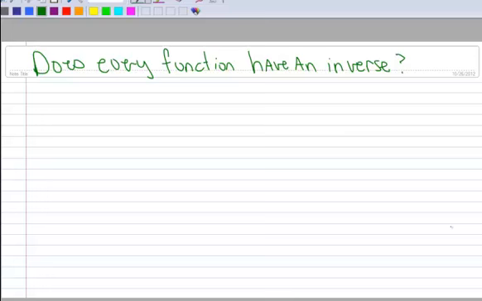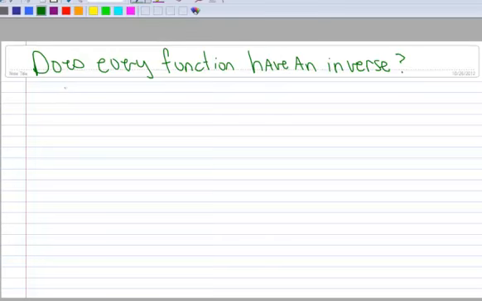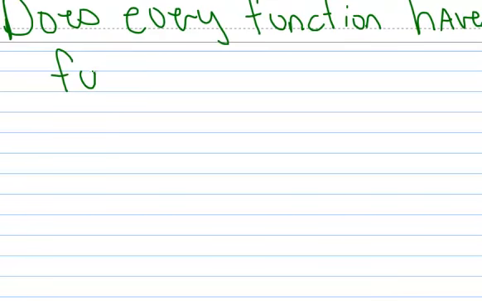Alright, so now let's talk about whether every function has an inverse or not. So let's go back to the same kind of problem that I started off with when we did the first video talking about what's a function and what's an inverse. So let's make up a new function. And it's getting near holiday season, so I'm going to do some baking. So I'm going to make some cookies.